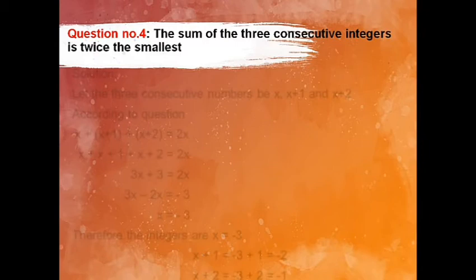Then question number 4. It is given that the sum of three consecutive integers is twice the smallest of the integers. Find the integers. So according to the question, the sum of three consecutive integers is twice the smallest. So here also we will take the three consecutive integers as given.